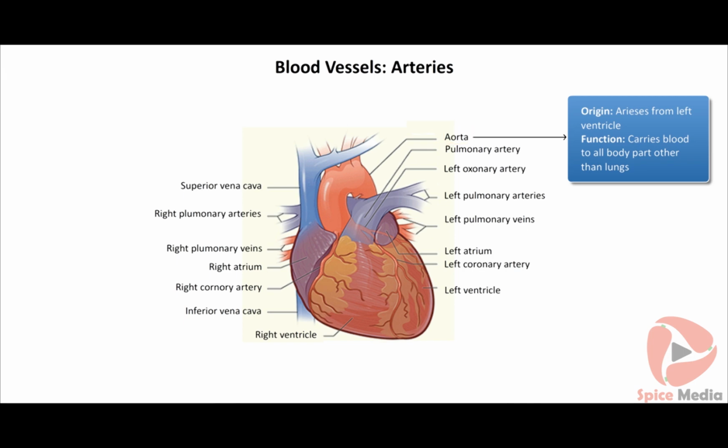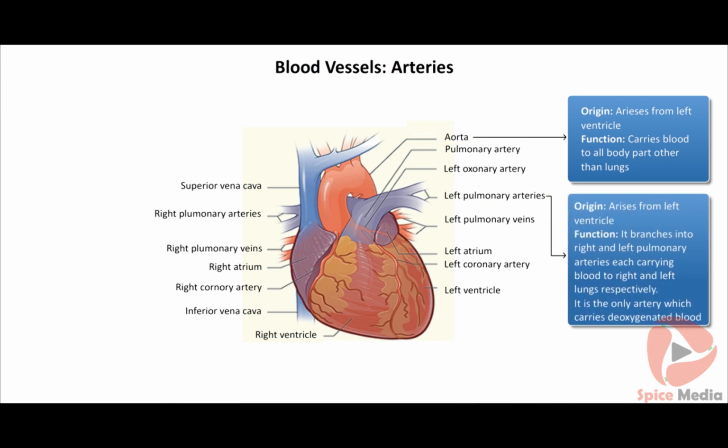The systemic aorta arises from the left ventricle and carries oxygenated blood to all the body organs except the lungs. The pulmonary aorta arises from the right ventricle. It branches outside the heart into right and left pulmonary arteries, which carry blood to the right and left lungs respectively. It is the only artery which carries deoxygenated blood to the lungs for purification.